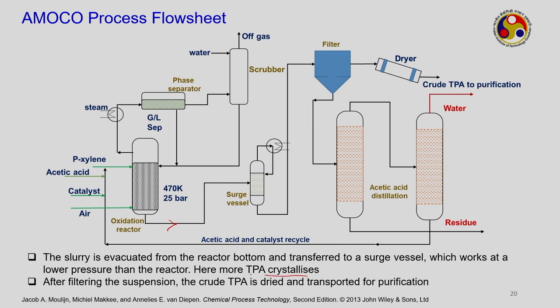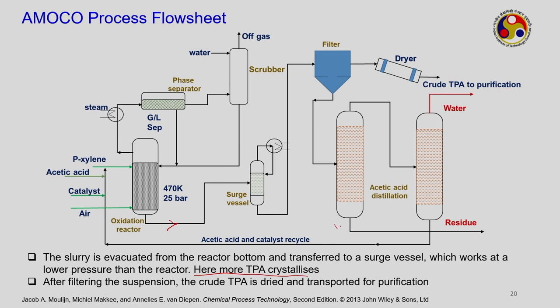So it means the condition is suitable for more TPA crystallization. Okay. So earlier it was TPA crystallization taking place. Because of this condition, lower pressure, more TPA is crystallizing. After filtering the suspension, the crude TPA is dried and transported for purification. So what happens? From the surge vessel, you cool it down and send it to a filter. You take out the unwanted products, dry it, it becomes crude terephthalic acid for purification.